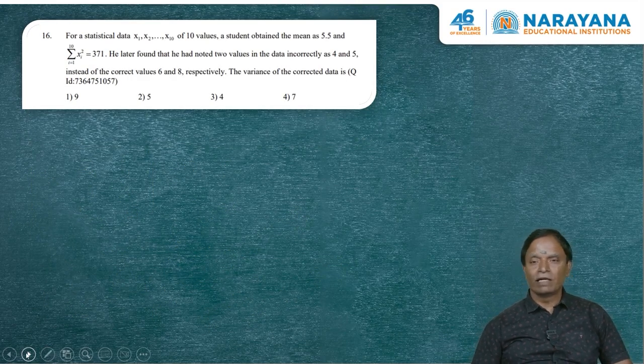You are given the data. You are given the mean of the 10 values, which means you can say sigma xi/10 is equal to 5.5, which gives you sigma xi is 55. Sigma xi² is given, so you can find the variance. Variance is nothing but 1/10 sigma xi² − x̄². I think you can find the variance. It's an elementary problem, we can just ignore it. Let us go to the next problem.